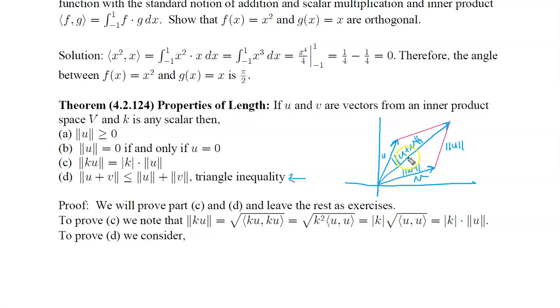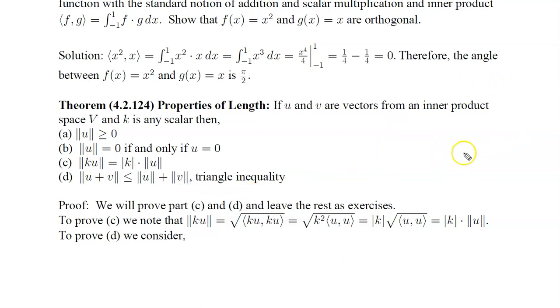So you see the length of this side of the triangle is going to be less than or equal to the length of this side plus the length of that side. That's in the Euclidean inner product, but it's also true for any inner product, which is what we're saying right here. All right, now let's prove parts C and D and leave the rest as exercises.